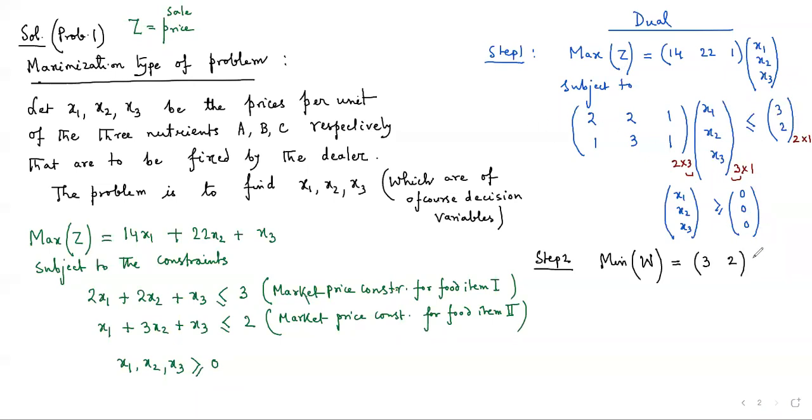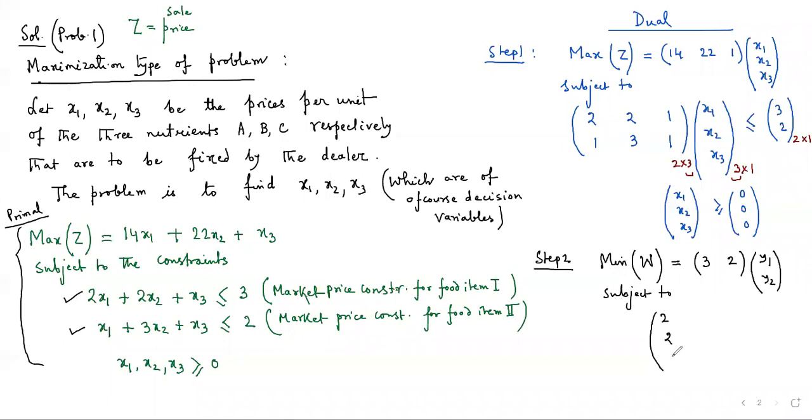And how many variables will be there in the new formulation? Since there are only 2 constraints in the primal problem, the number of variables in the dual will be 2. So we can write it as y1 and y2. Subject to, in place of the coefficient matrix, we write the coefficient matrix transpose.